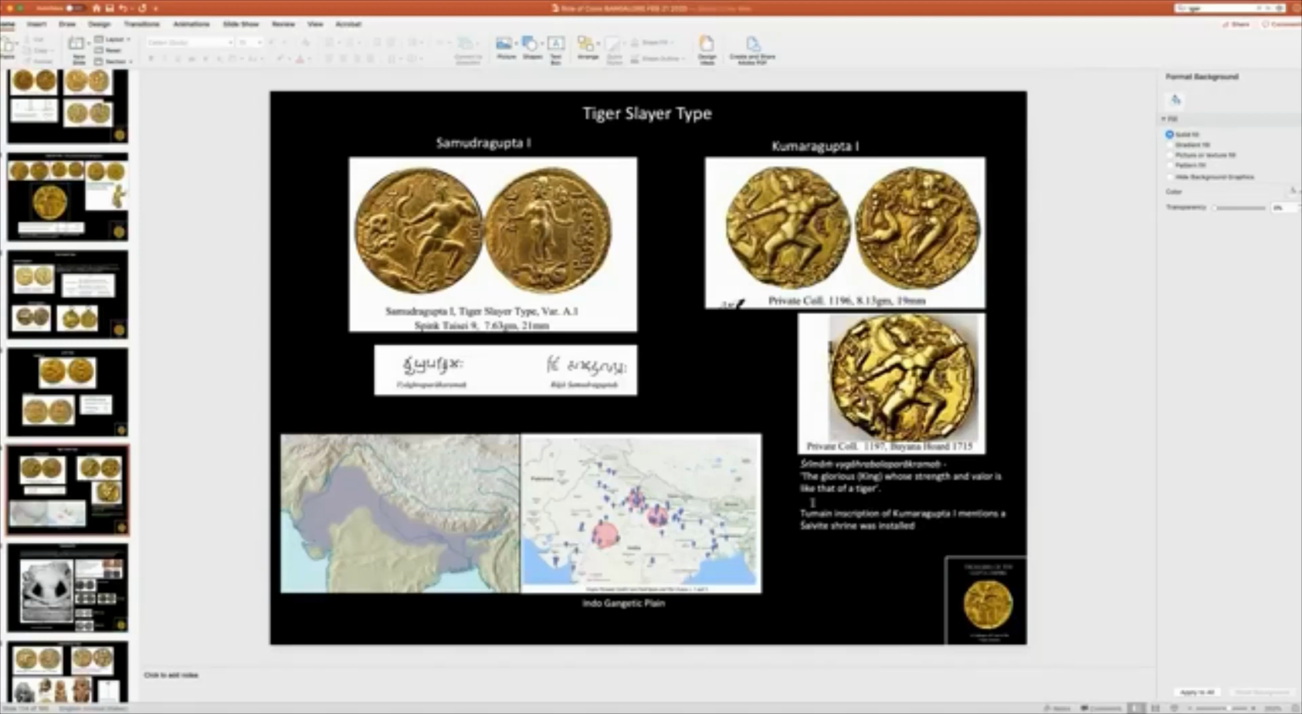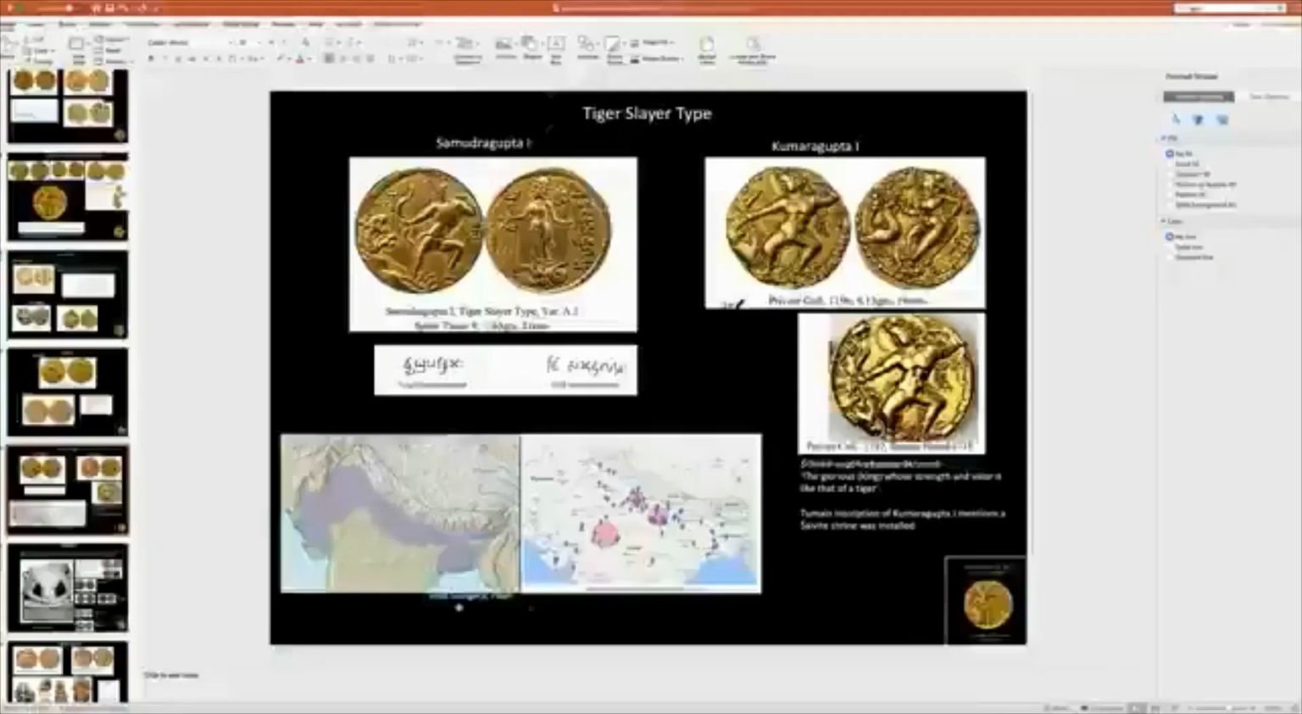So here I put two maps to show you where the, this is the Indo-Gangetic plain right here. Sorry, I should put this here. Indo-Gangetic plain right here. This is the range of the tiger. And this also coincides very much with the region that was under Samudragupta and Kumaragupta. And this is where, of course, the tiger type coins are found, right around here in this area. So, of course, if they are conquering this region, they're going to run into the tiger. It's a good sport for them.